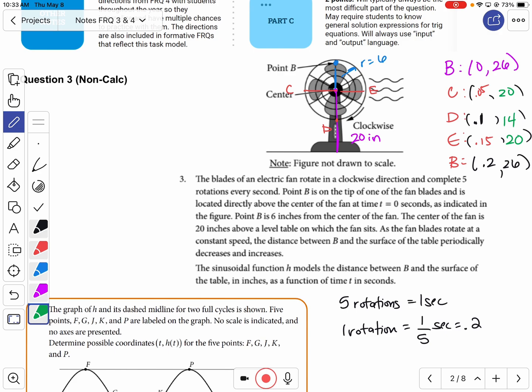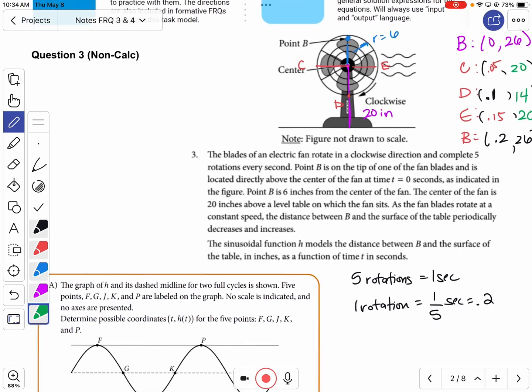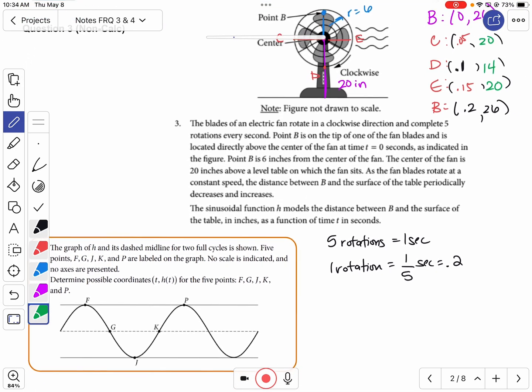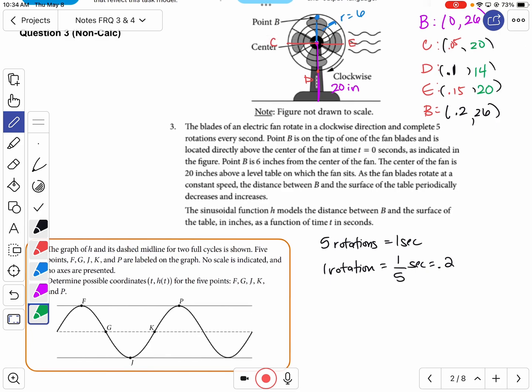All right? So now let's talk about where the points could be. Which of those points could correspond to what we see on the graph? Is point B the tallest point on the graph? Because that's what point F is. It is the tallest point on the graph. Great. So F is going to be the same thing as my point B. So F is going to be 0, 26.